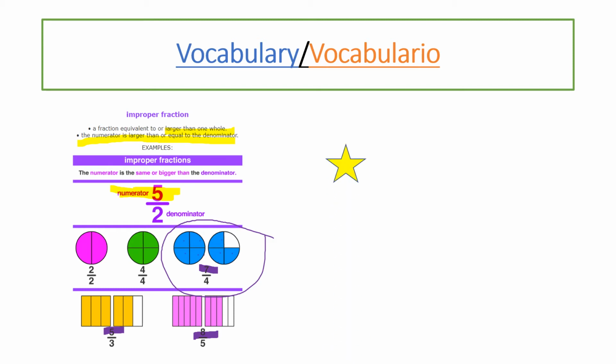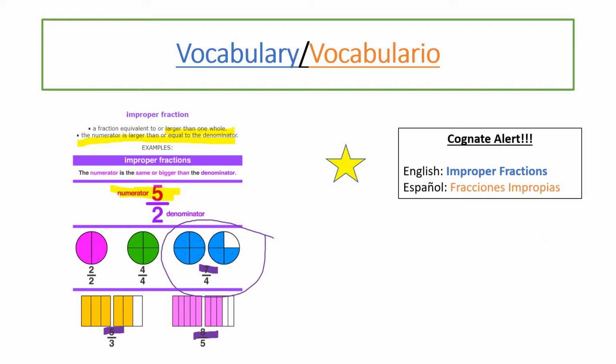Oh, remember that star from the last time? It's our cognate alert. In English, we say improper fractions. In Espanol, we say fracciones impropias. Remember, cognates look similar and sound similar.